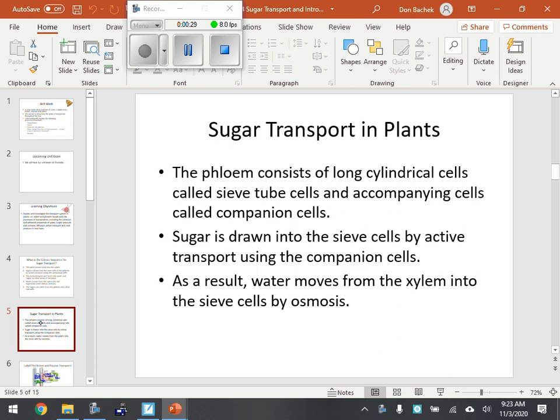The phloem consists of long cylindrical cells called sieve tube cells, and accompanying cells called companion cells. Sugar is drawn into the sieve cells by active transport using the companion cells. As a result, water moves into the sieve cells from the xylem by osmosis.